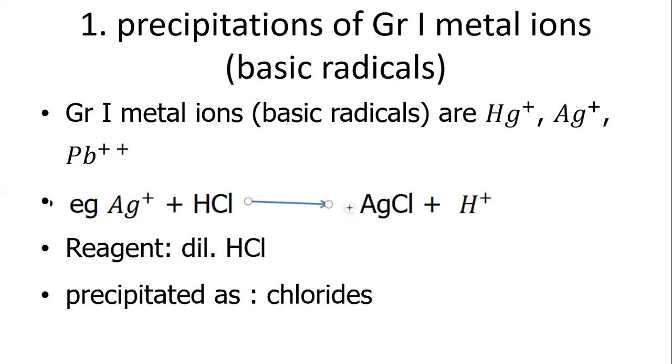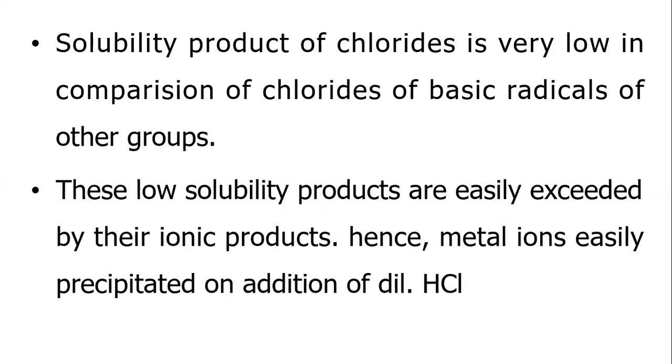Precipitation of group first metal ions of basic radicals. Group first metal ions are mercury, silver, lead. When hydrochloric acid is added, they are precipitated as chlorides: silver chloride, mercurous chloride, lead chloride. The solubility product of these chlorides is very low in comparison with chlorides of basic radicals of other groups. These low solubility products are easily exceeded by the ionic products, hence the metal ions easily precipitate on addition of dilute hydrochloric acid.